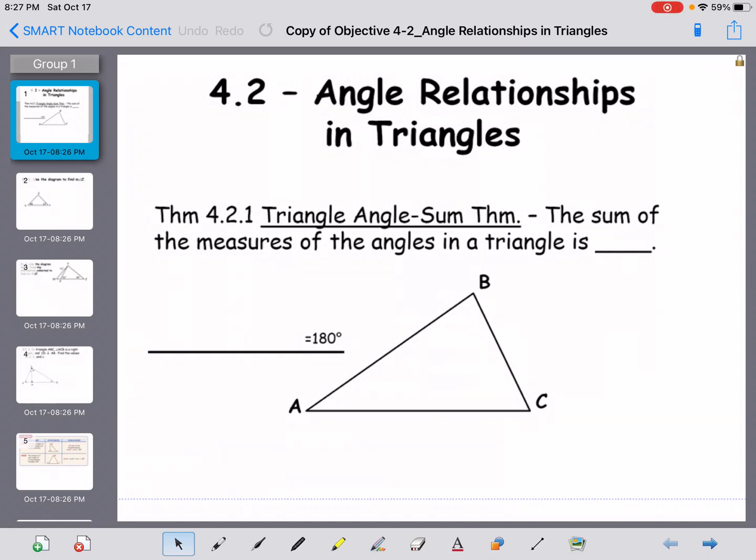All right, so objective 4.2 today, angle relationships in triangles. We have a theorem, the triangle angle sum theorem, and basically that says the sum of the measures of the angles in a triangle is 180 degrees. Now, if you watch the 4.1 video, I started to get a little ahead of myself working on problems in that video that you're going to see me do in this video. So if I add angle A and angle B and angle C, they're all going to equal 180 degrees. And that's just what we're going to practice doing.